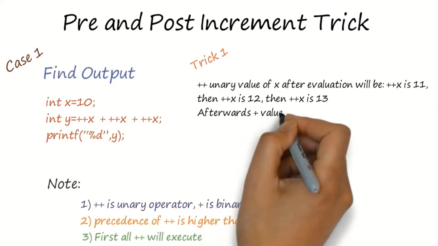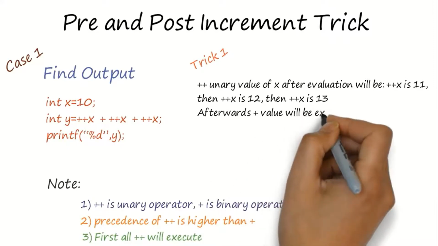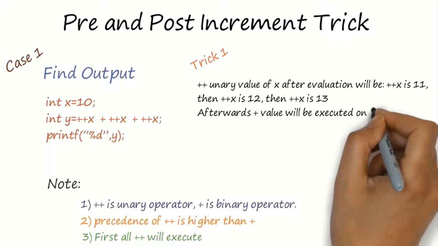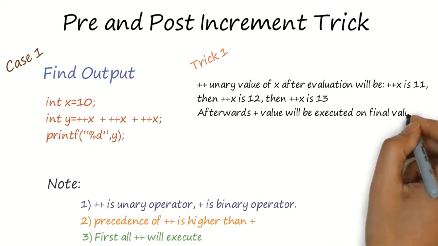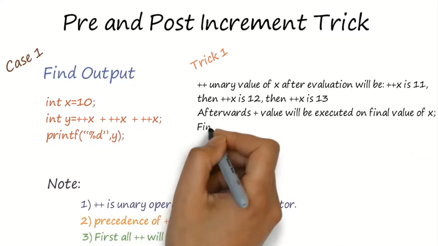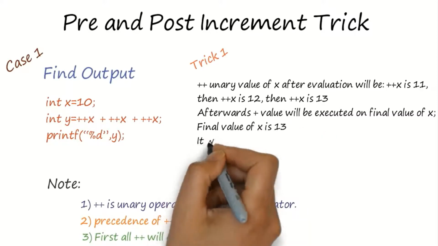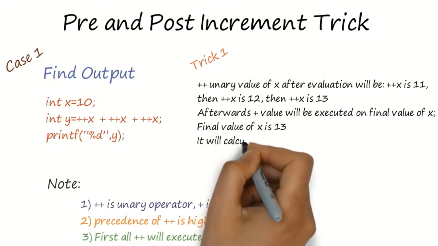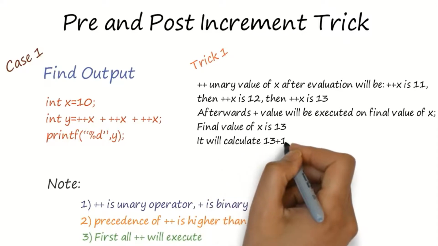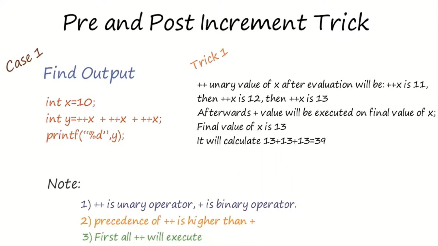Just looking at the problem, it seems like y will be equal to 11 plus 12 plus 13. However, always remember the last assigned value to x, that is the final value 13 in this case, will be assigned to all the plus plus x. So as per the code, y will be calculated as 13 plus 13 plus 13, which is 39.